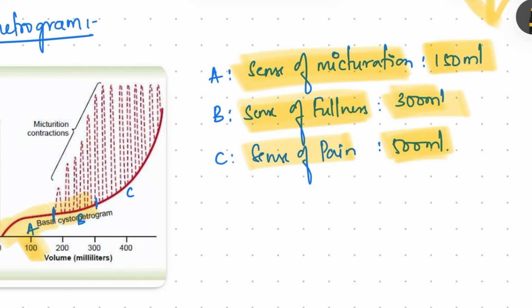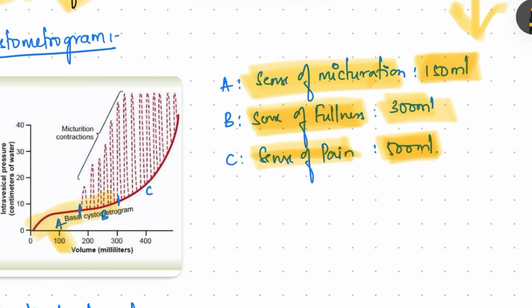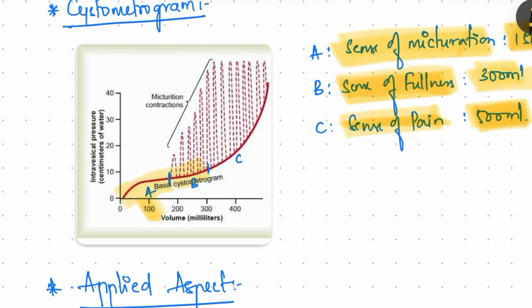So I'll repeat again. Sense of micturition will be felt at 150 ml of the bladder volume. Sense of fullness will be felt at 300 ml of bladder volume. Sense of pain will be felt at 500 ml of bladder volume. This much you need to remember in this cystometrogram.